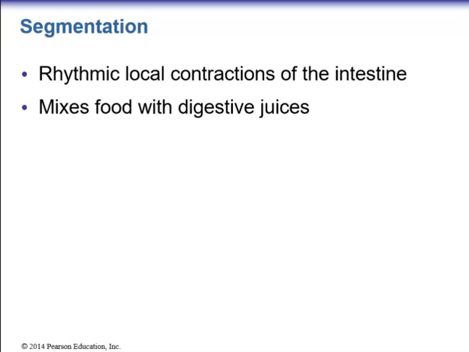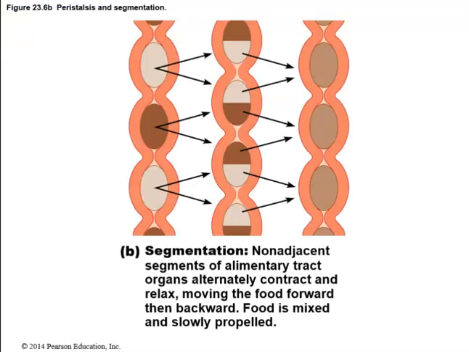So segmentation is just a rhythmic local contraction of the intestine, also mixes food with digestive juices, helping with further digestion of food. So with segmentation, non-adjacent segments of alimentary tract organs will alternatively contract and relax, moving the food forward, then backward. Food is mixed and slowly propelled.